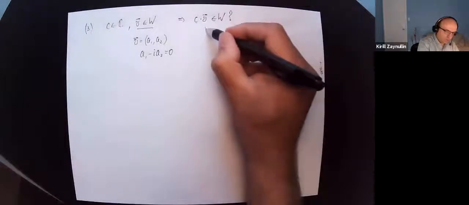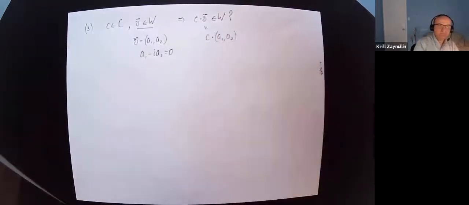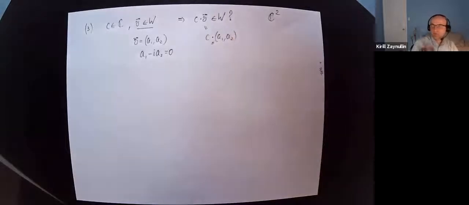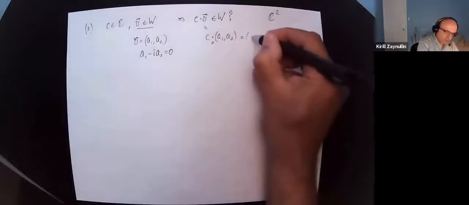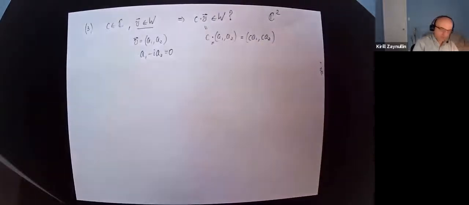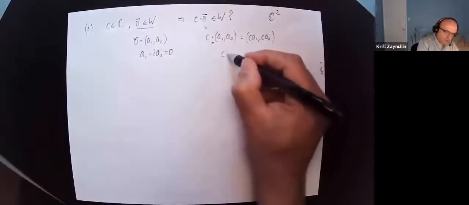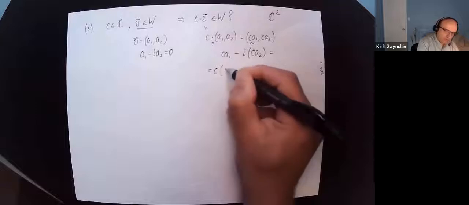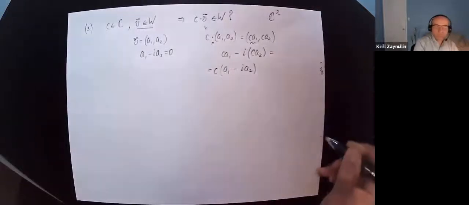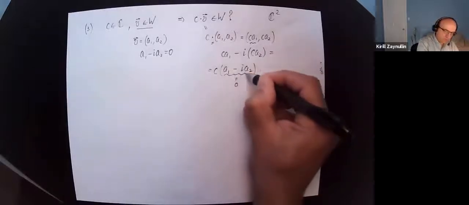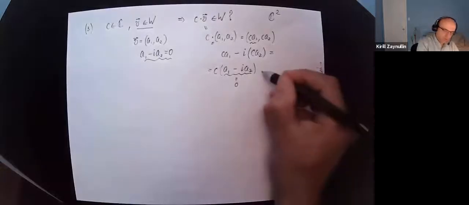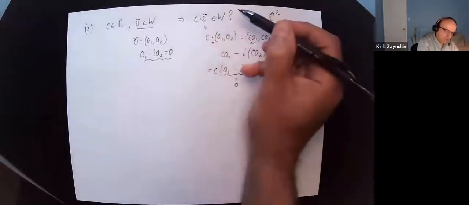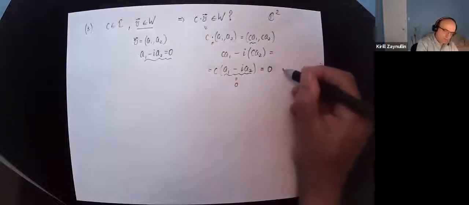Let's look at C times V, which is C times A1, A2. Since we are in the standard vector space C2, this scalar multiplication is nothing else but the coordinate-wise scalar multiplication. So this is just CA1, CA2. Now let's write down our equation: CA1, the first coefficient, minus I times the second coefficient. I can also write it as C times A1 minus I A2. We already know that this expression is 0 because of this condition, and C times 0 is always 0. So we showed that the scalar multiple is inside our subset. The third condition is verified.